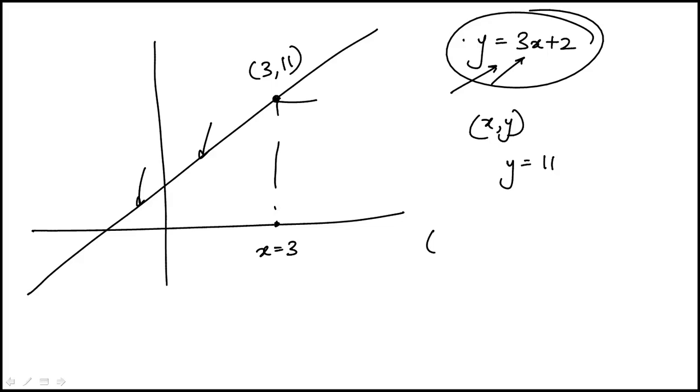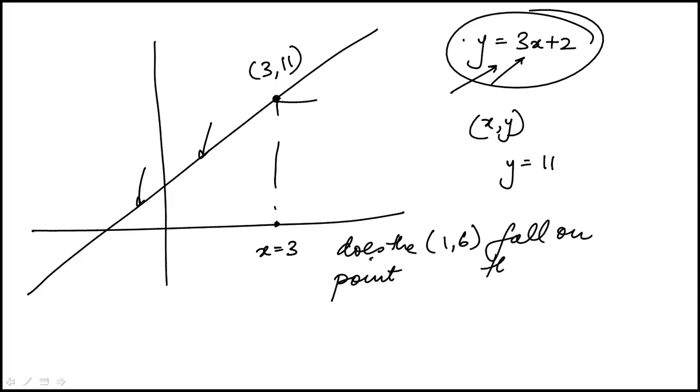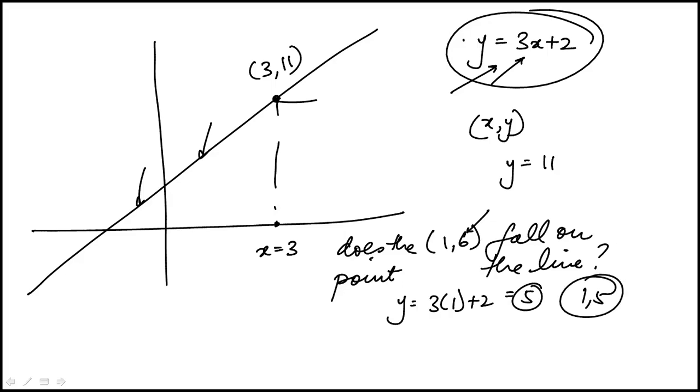So, for example, if I say (1, 6), does the point (1, 6) fall on the line? Then all you do is replace x with 1 and compute y. And you say, does that come out to be 6? In this case, it comes out 5. So we say no, because (1, 5) is on the line, but (1, 6) is not on the line. So that's what they really mean by the equation of a line.